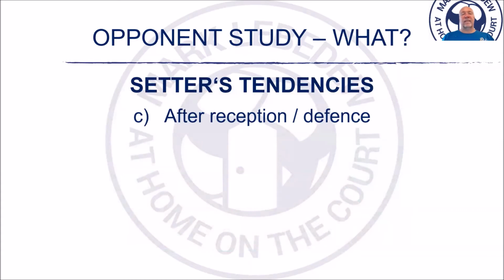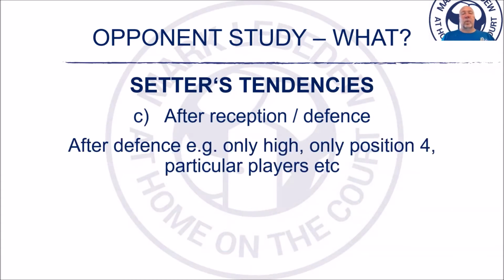Other setter tendencies, differences after reception and defense. One thing that we can see, for example, is transition balls only high or only fast. Sometimes teams will play only to position 4 on a high ball. If they have an option, they will only set to position 1 as a last resort. Different setters can have favorite players in different game situations, particularly in transition.